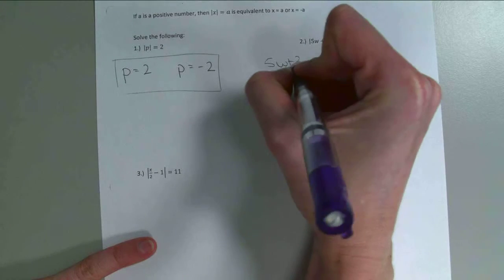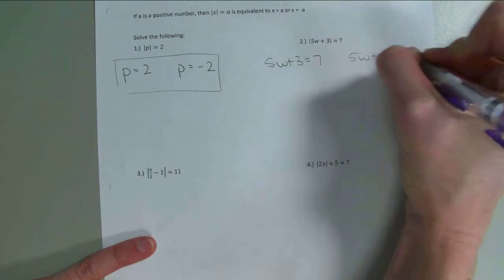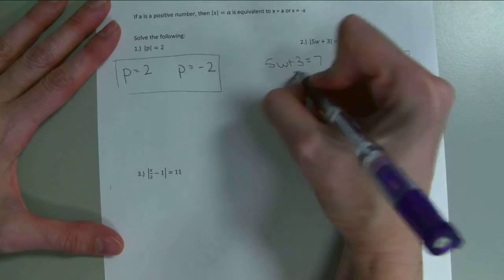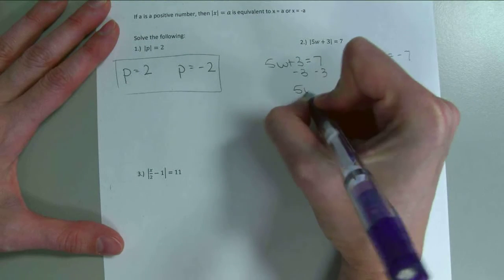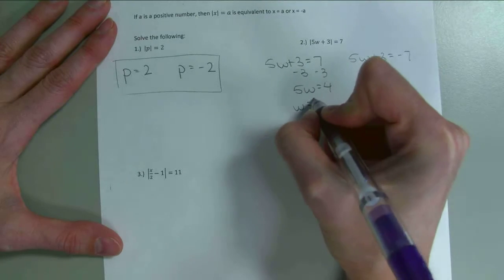So what you do is you take the inside, 5w plus 3, and set it equal to 7. But you also set it equal to negative 7. Remember, the only reason why we're doing this twice is because the inside could equal that positive or that negative. Alright? And then it's just 2 equations that you'll solve. So subtract the 3 over, and you'll get 5w equals 4. Does that look right? So in this one, w equals 4/5.